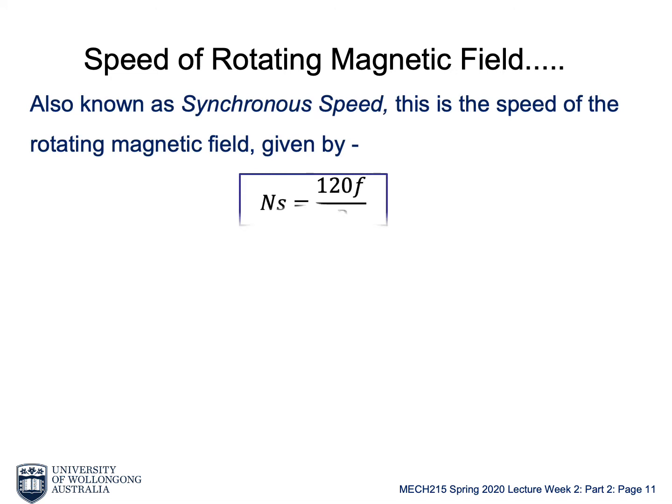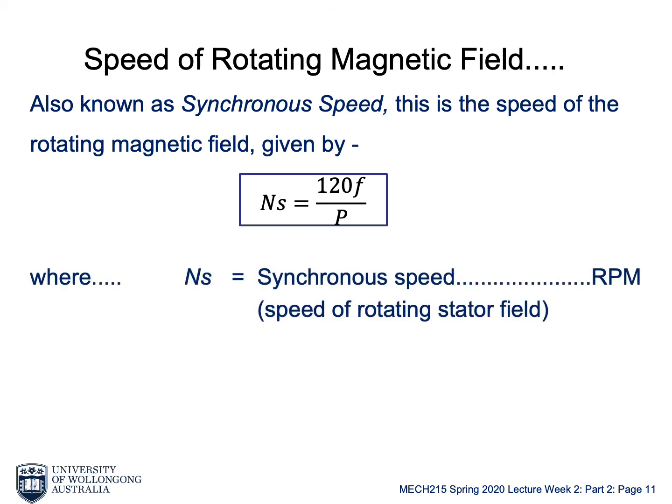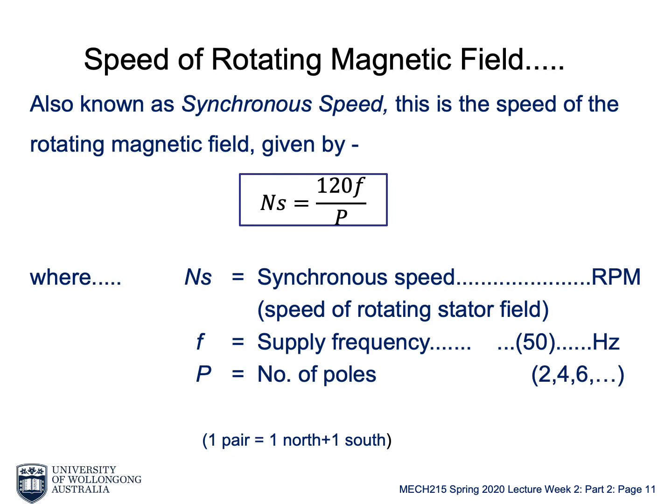The speed of rotating magnetic field is also called synchronous speed, and it can be calculated by Ns equals 120 f over P. Here Ns is the synchronous speed in RPM. f is the power supply frequency. In Australia, that's 50 Hz. In USA, 60 Hz. So most part of the world is using 50 Hz. Some part is using 60 Hz. There's nothing else. Divided by P. P is number of poles.